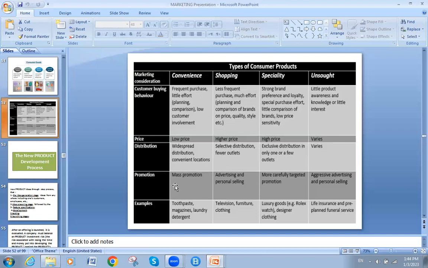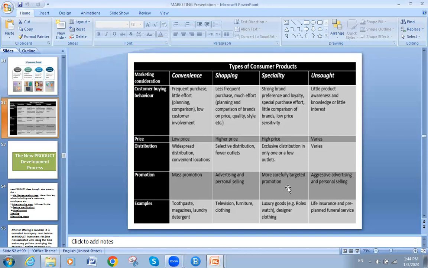Promotions: for convenience goods we use mass promotions. For shopping goods, we use advertising because it's actually related to the brand, like Jeans, or Winston jeans, or Kent cigarettes, or certain kinds of shirts or perfumes. So it's shopping, and it also depends on personal selling.